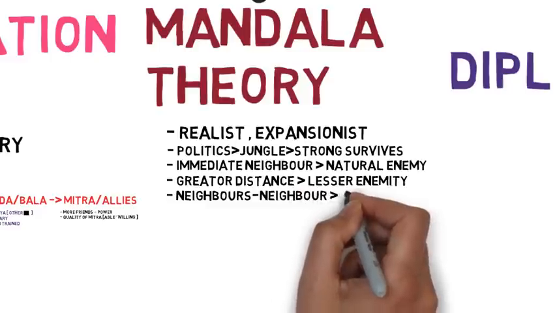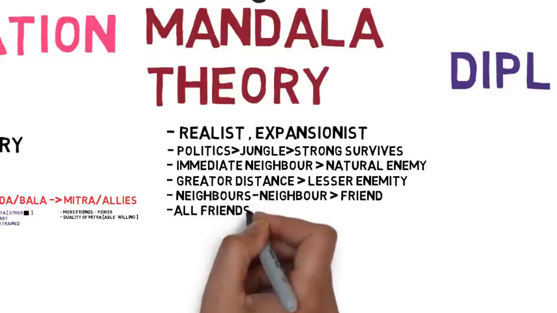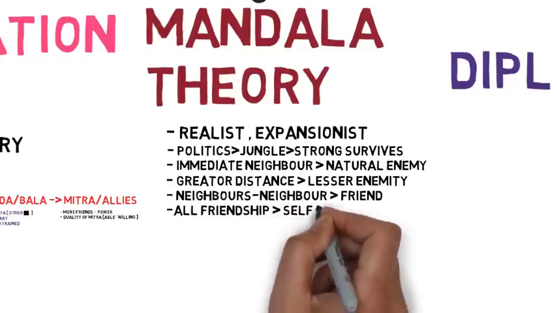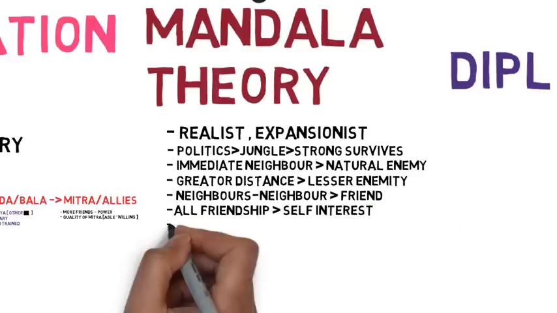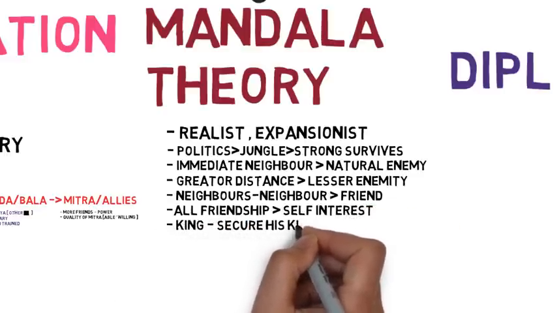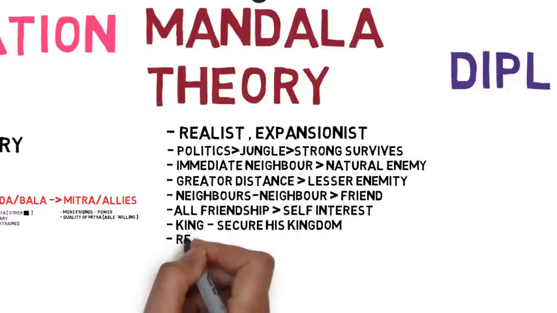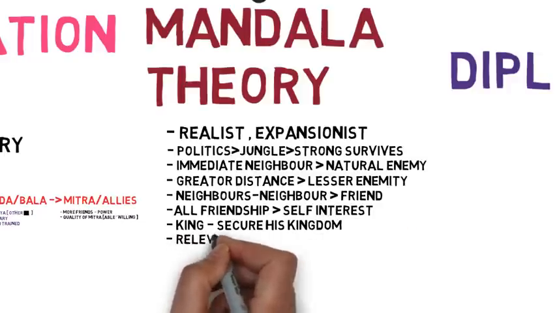All friendship in interstate relations is guided by interest and convenience. Relations can't be taken for granted. It is important for Vijigishu to acquire power. The advantages of Mandala theory are that the king can secure his kingdom, friends will remain his friends, and even enemies will try to be friends with the king. King has to take into consideration all elements of sovereignty of his friend.